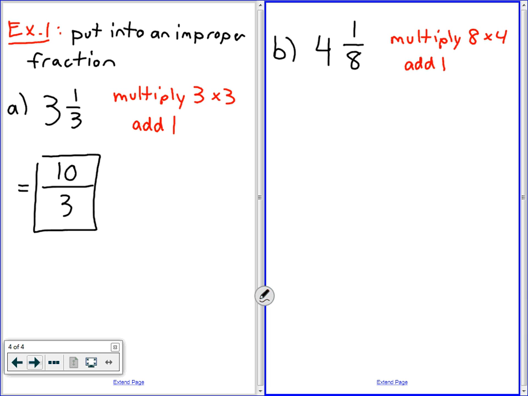Perfect. Okay, so what's 8 times 4? 32. And 32 plus 1 is? 38. Lovely.